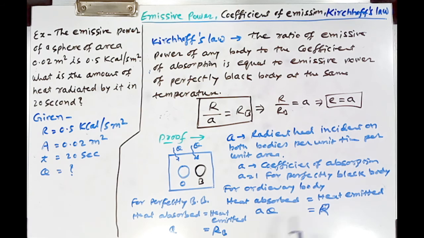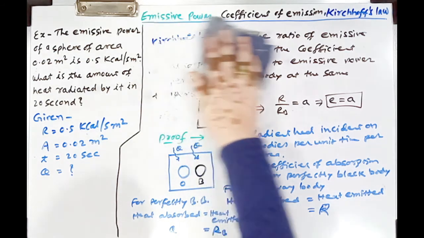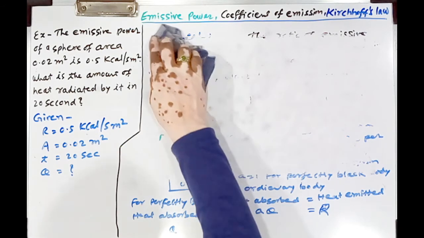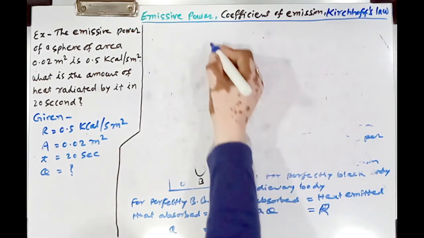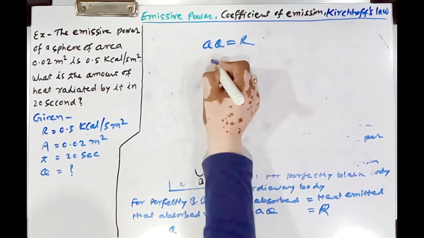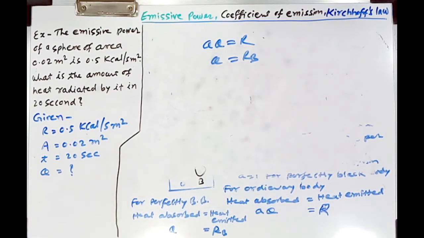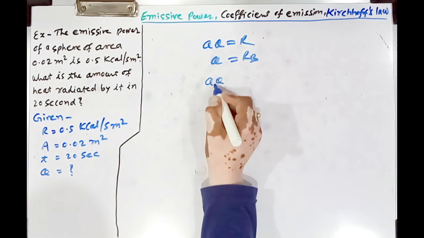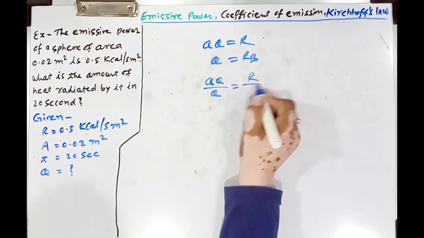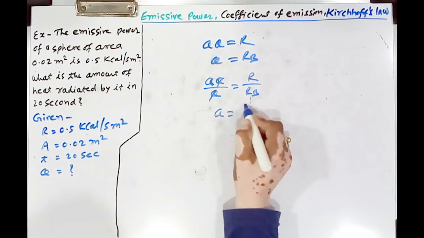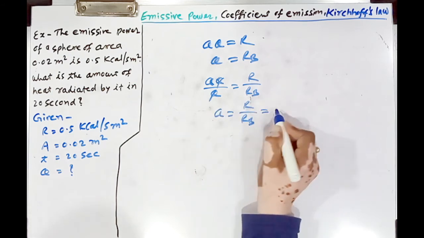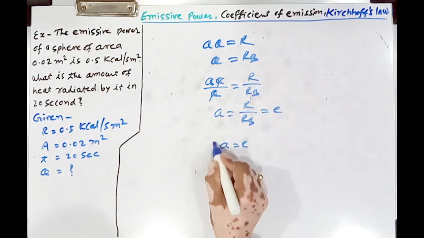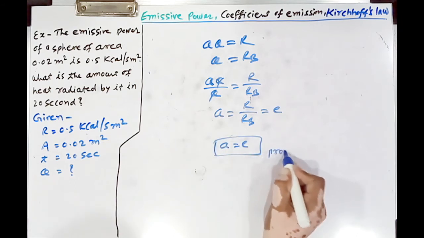Now dividing these two equations, aQ is equal to R and Q is equal to R_B, we get aQ upon Q is equal to R upon R_B. Q and Q cancel. a is equal to R upon R_B, but R upon R_B is e. Therefore, a is equal to e. Hence, Kirchhoff's law is proved.